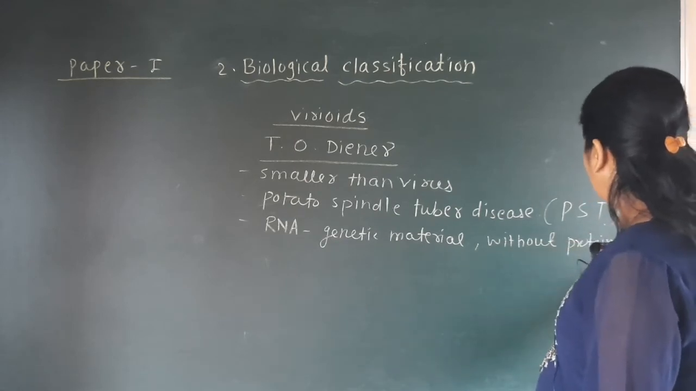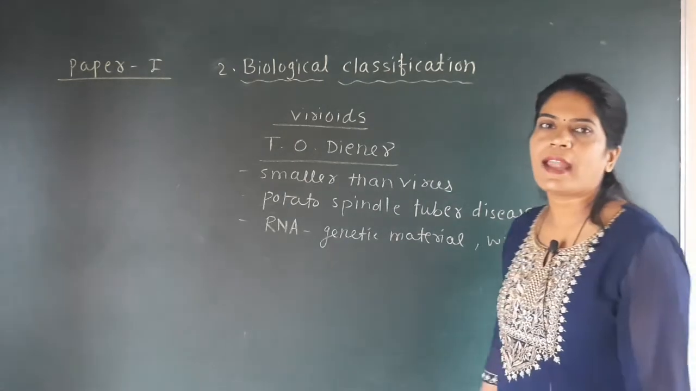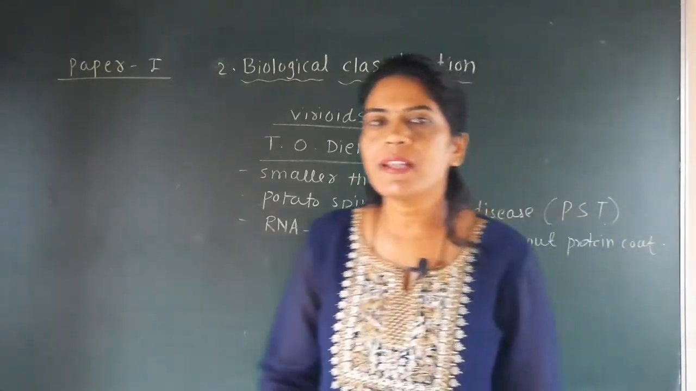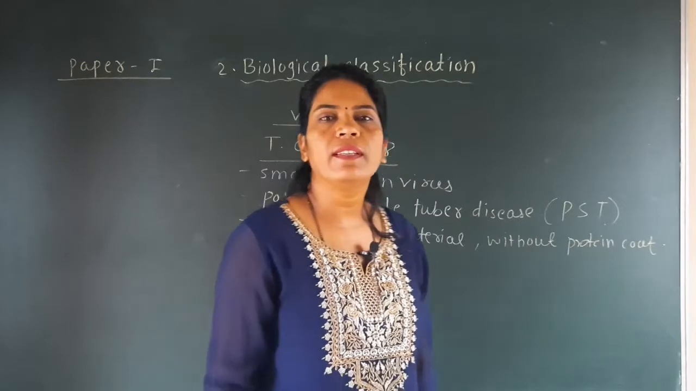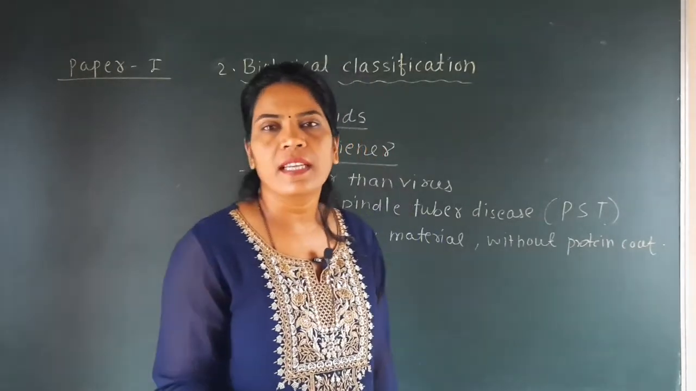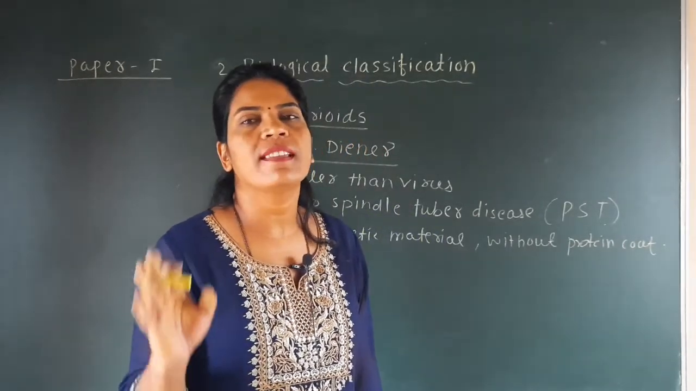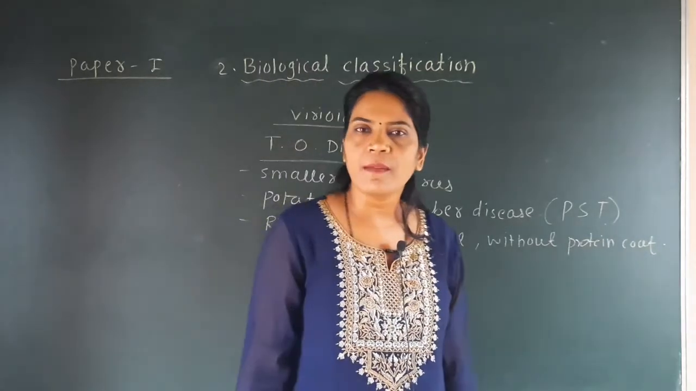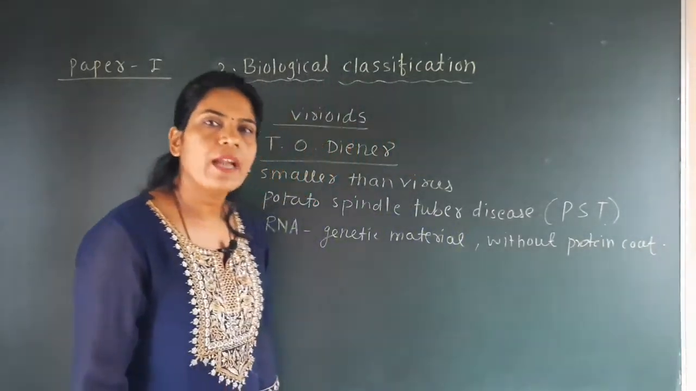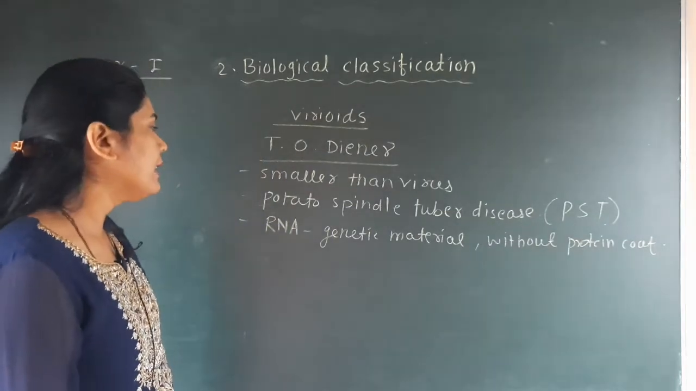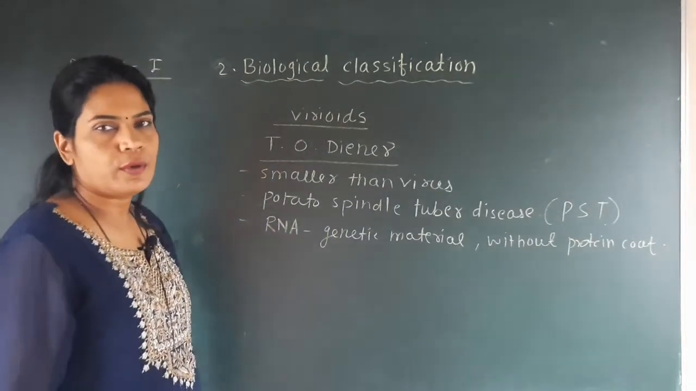That means in the virus, we have seen that the genetic material is always surrounded by a protein coat that we have given the name capsid. But here, any protein coat is absent around the genetic material, and the genetic material present in the viroid, that we call RNA, is of low molecular weight.